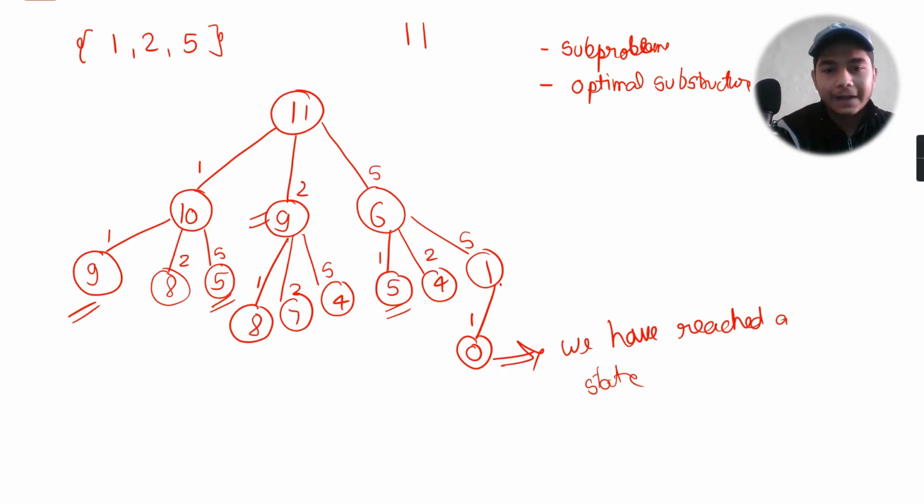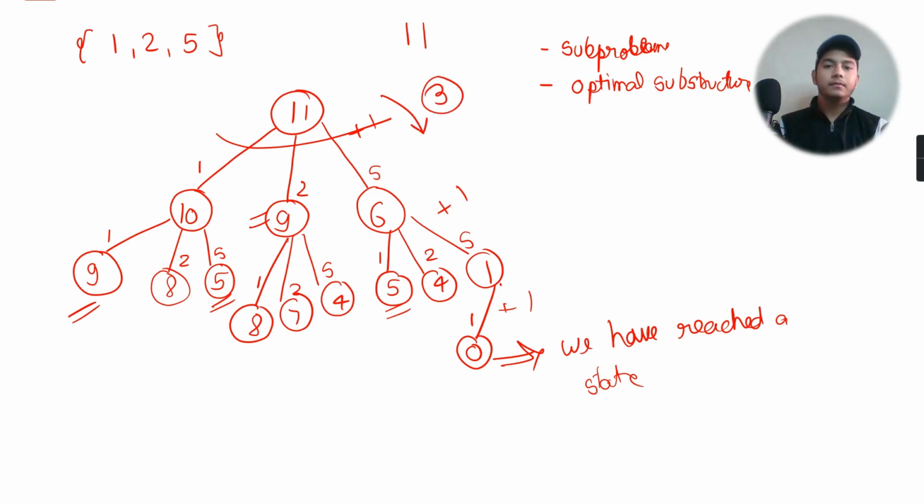So if I'm having 1 here, it took me 1 coin. I took first 5 and went to 6, then I took 5 again, then I went to 1, then I took 1 again, then I went to 0, and that is my final condition. So this whole branch will return 3 to me, right? 5, 5 and 1.